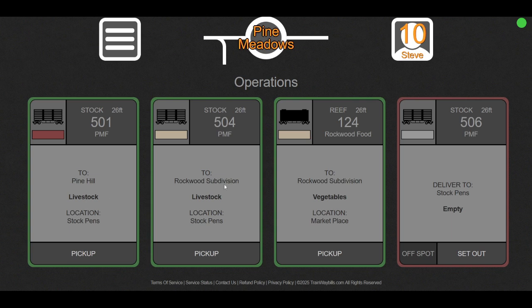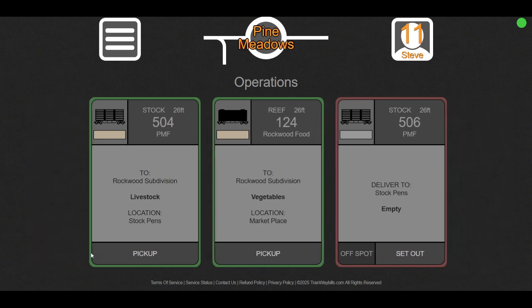Once we've done that, we can tell the system that we've done that by clicking the pickup button. And that's done. So that's now been added to our consist. As you see, it now says 11.